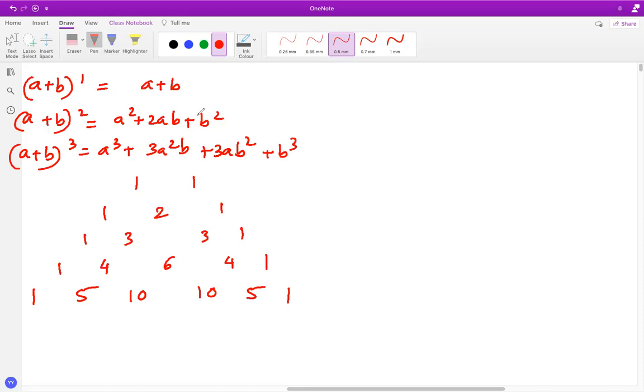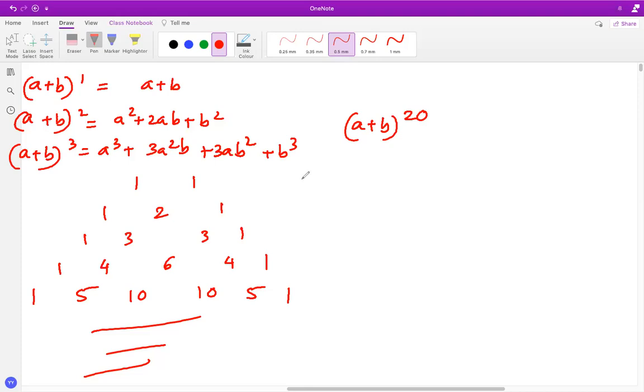Now, this is a very helpful triangle to expand up to power 5, 6, or 7, because beyond that, it becomes really tedious. For example, if I have been asked to expand, let's say, a plus b to the power 20, I might have to write the 20 rows down here, which might be really time consuming. So what's something that can help us?